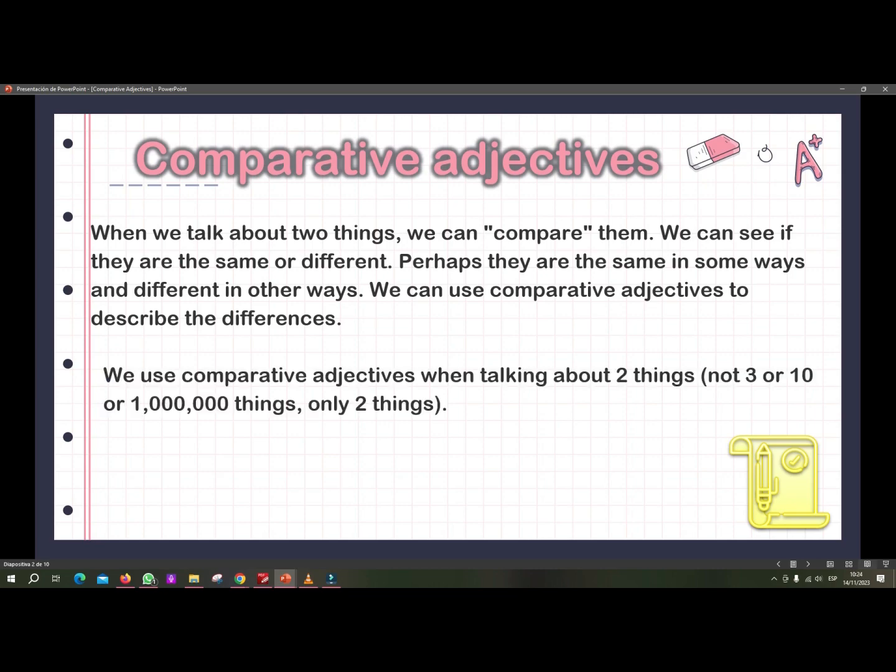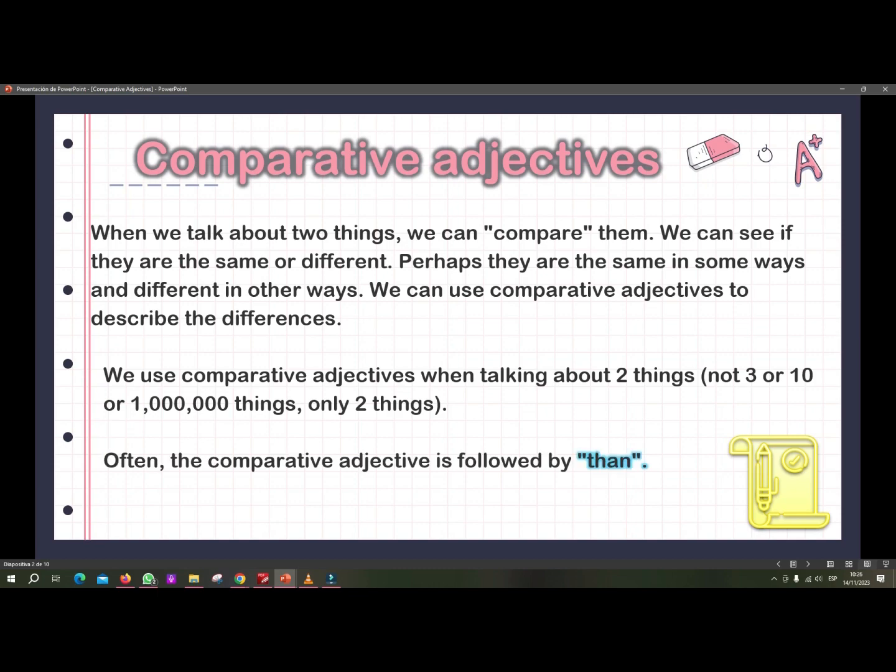We use comparative adjectives when talking about two things, no 3 or 10 or 1 million things, only two things, right? Solamente, como ya les dije anteriormente, vamos a utilizar los comparativos para comparar dos cosas. No podemos comparar 10 cosas o 3 o más, no, solamente dos, ¿ok?